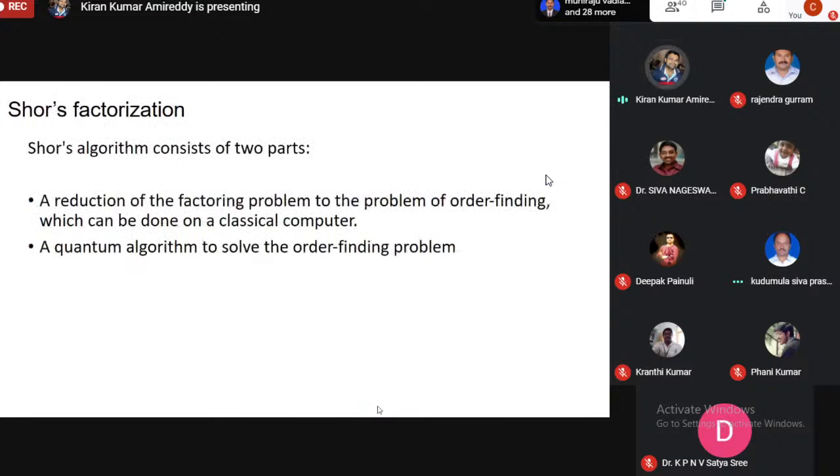Then the next algorithm is Shor's algorithm. Shor's algorithm is used for factorization, so we can also call it Shor's factorization. Shor's factorization is used for factorizing the given number.